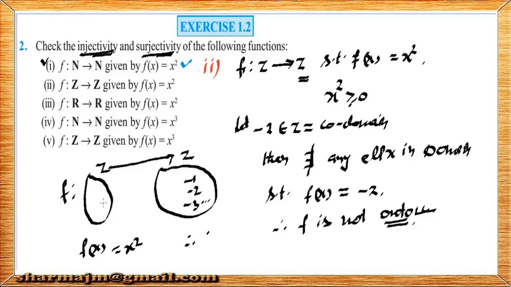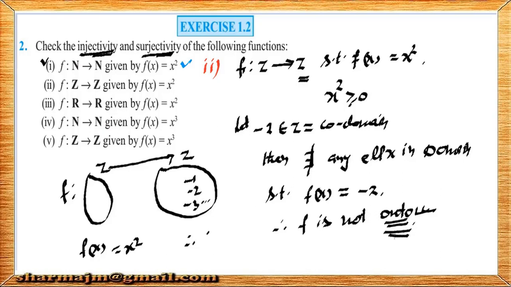This function is actually mapping all the elements of the domain to non-negative elements. The range of this function is non-negative. So the elements on the right hand side, that is negative integers, they don't have their pre-images. Therefore, this function is not onto.